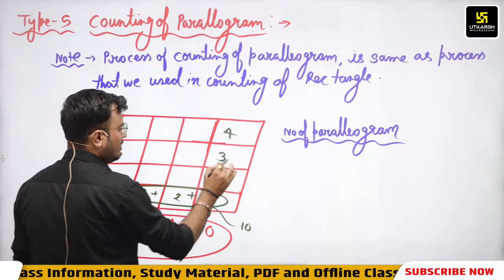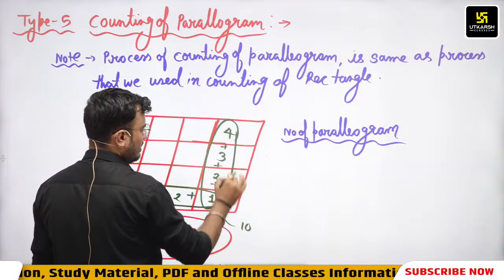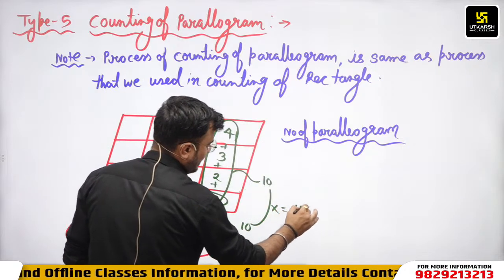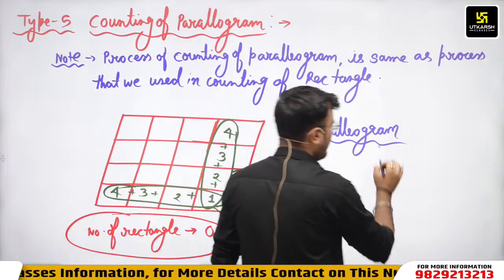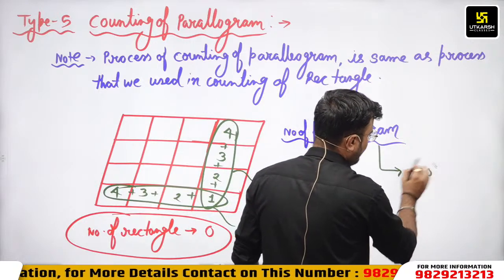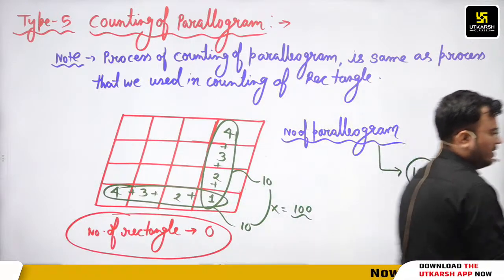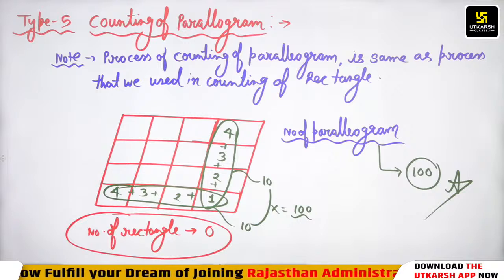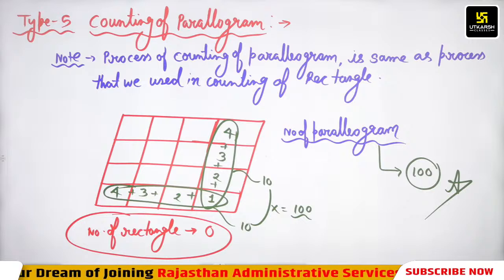Similarly, add all these numbers in vertical order also. You will get 10, and 10 into 10 will give you 100. So how many parallelograms are there? Total 100 parallelograms are there. Very good, NK. Got it? Clear? Now I am giving you one more question.